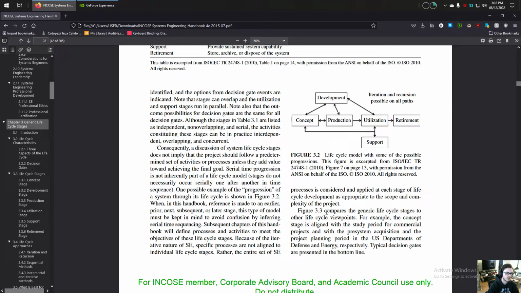Figure 3.3 compares the generic lifecycle stages to other lifecycle viewpoints. For example, the concept stage is aligned with the study period for commercial projects and with the pre-system acquisition and the project planning period in the U.S. Departments of Defense and Energy, respectively. Typical decision gates are presented in the bottom line. And then up here in Figure 3.2 that shows that the different lifecycle stages are not necessarily in sequence.